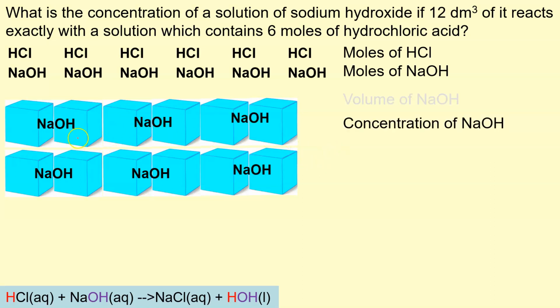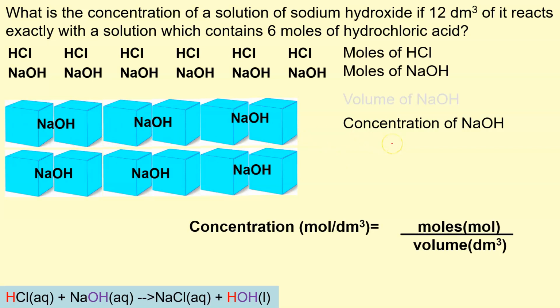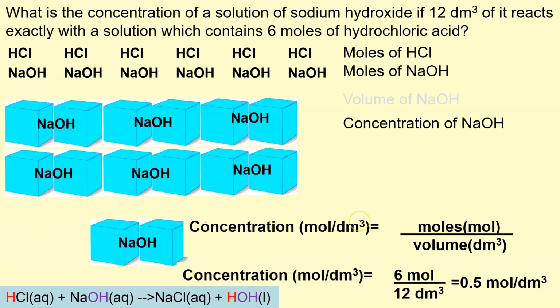Concentration is equal to moles divided by volume. We've got 6 moles divided by 12 decimeters cubed, giving us a concentration of 0.5 moles per decimeter cubed.